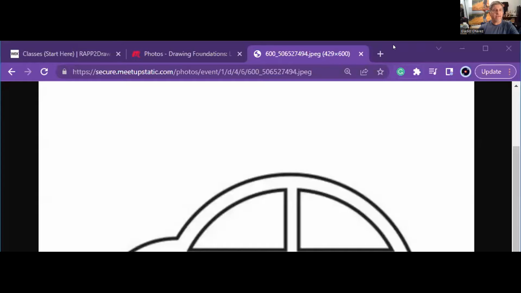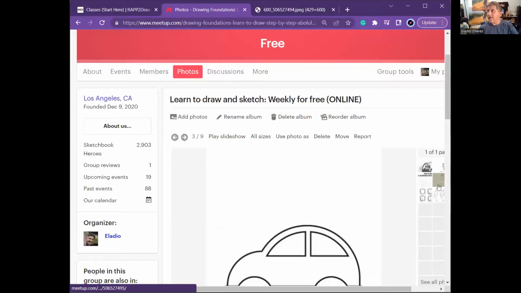We'll be drawing a car tonight. We'll be drawing some cars. We're going to start off with this car. Let me share it so you can see it. Oh, there it is. That's the car we're going to be drawing tonight. And then we're going to be drawing this other car, the Volkswagen, and you'll see the difference between the two.